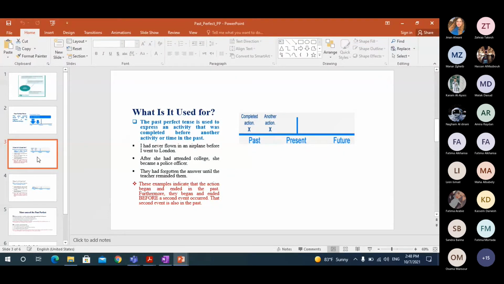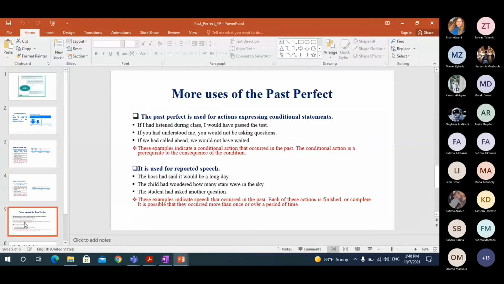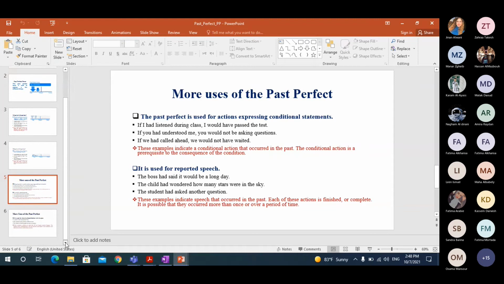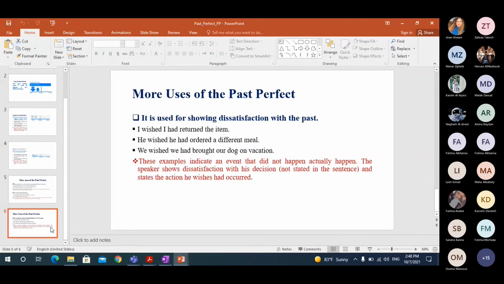Now look at the examples. They are explained here. As I said, for actions expressing conditional statements, if I had, in the conditionals as we said, okay. And here also dissatisfaction with the past is that if I have wish. We'll explain wish because we can use it with wish. Okay. Yes. Guys. Okay. Fine. Let's close it.